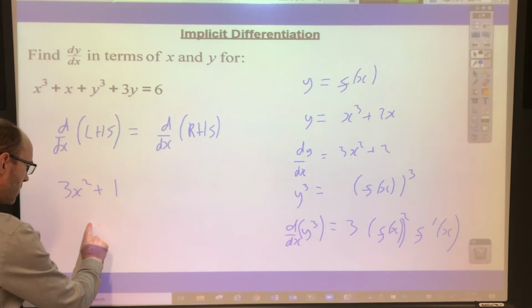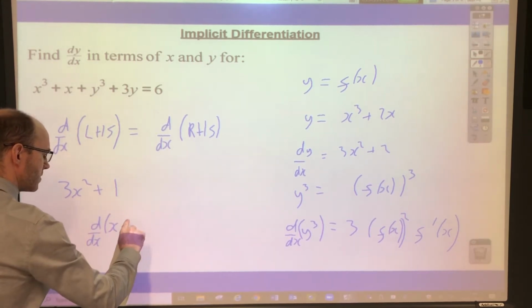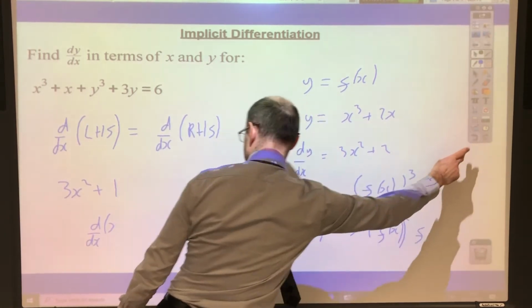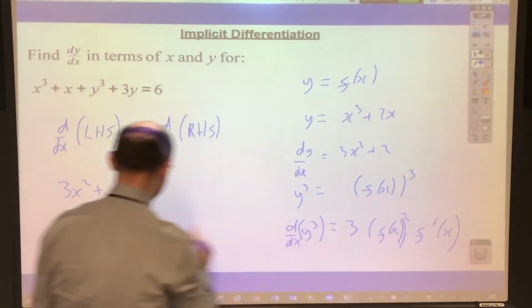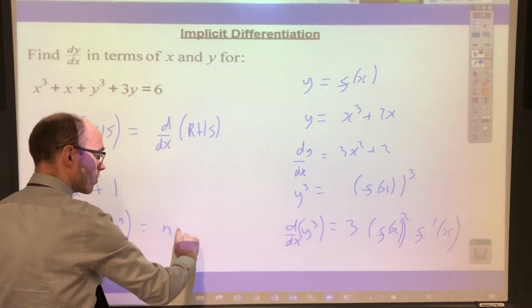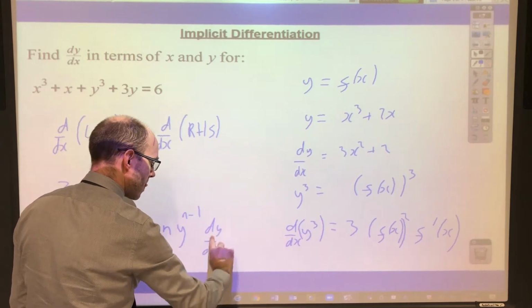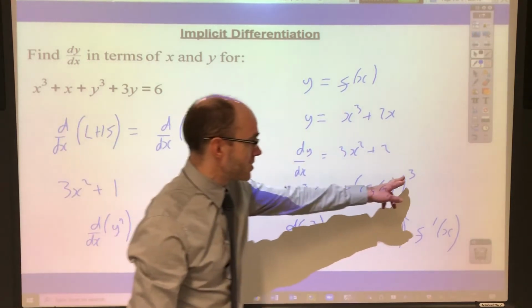If you want to differentiate d dx of y to the power of n, what are you going to get? You're going to get n y to the n minus 1 times dy dx. All I'll do is just change that power, you see.